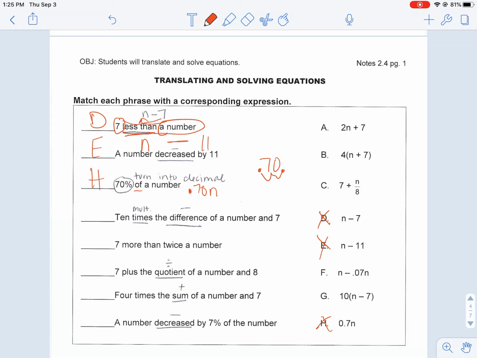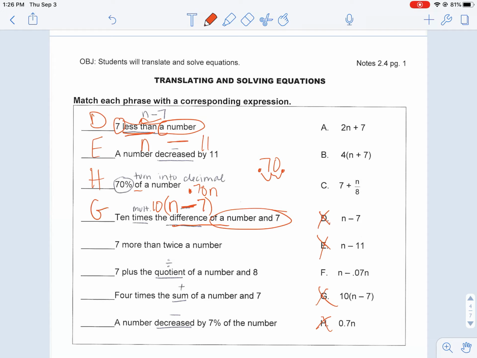The next one, we have 10 times the difference of a number and 7. So 10 times would be 10 being multiplied. Then they want us to do the difference of a number and 7. So we're actually going to use some parentheses on that page. This is the parentheses words. So a number and 7. And then difference is that subtraction there. So that would be answer choice G.